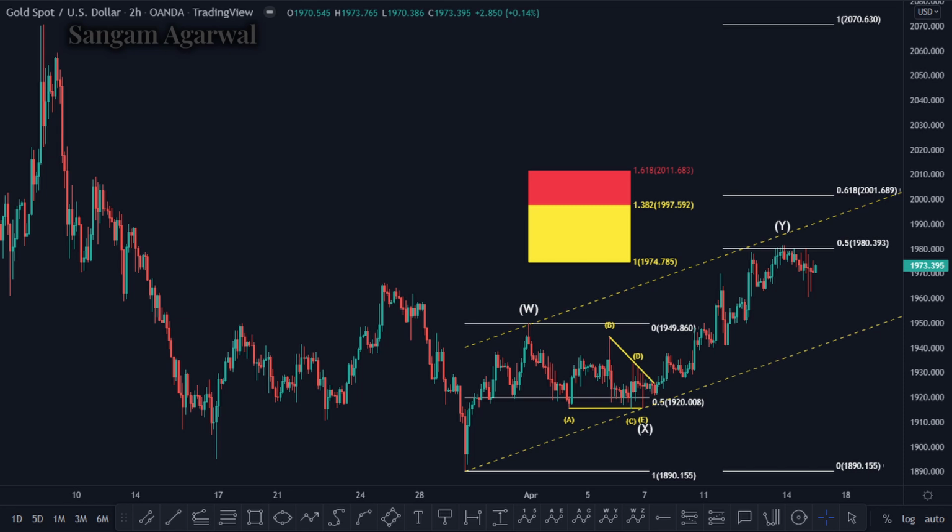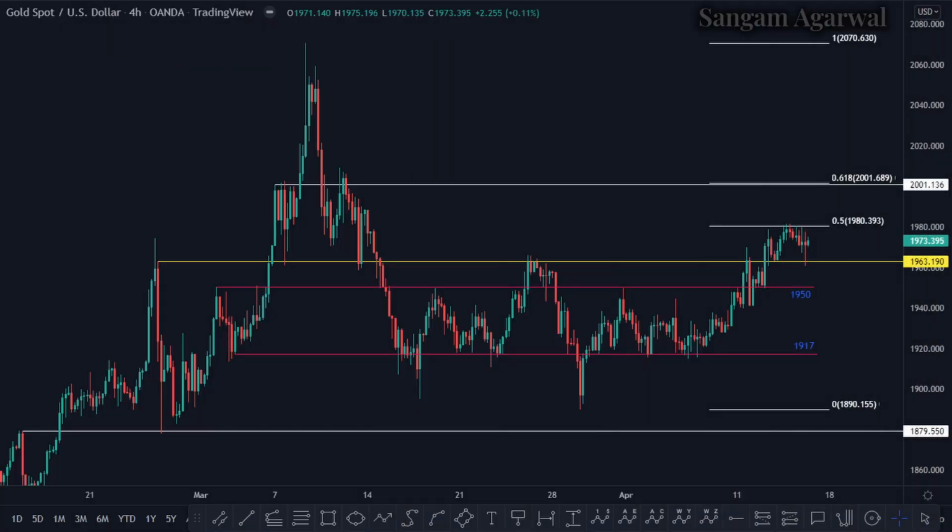If we focus only on price action, not Elliott wave, then you can see our 1963 horizontal support was tested last week, and our next resistance is 2001. 1963 is a strong horizontal support. If price goes below that level, then you can expect a bearish trend reversal. If price makes a sideways correction or finds strong support at 1963, then the next target will be 2001. It is a strong resistance and fib retracement level. Before that, we have 1980 and 1950 as minor support and resistance.